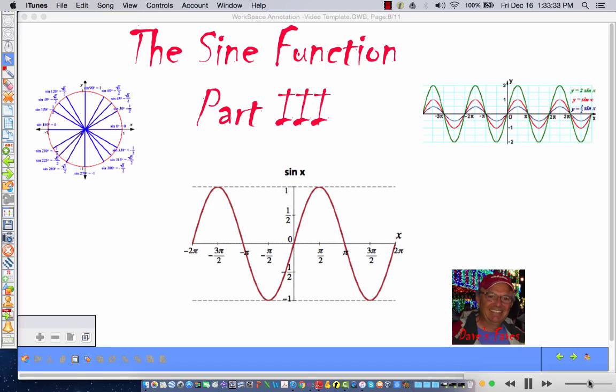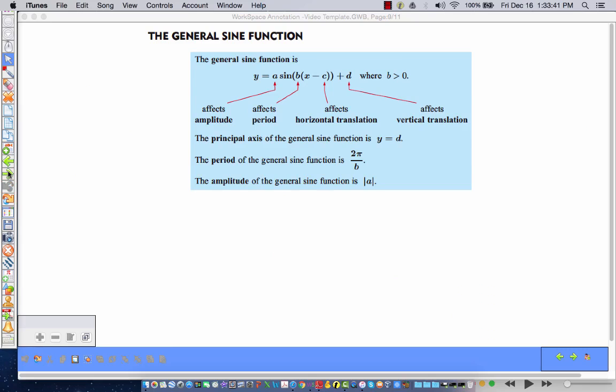Let's finish this up, shall we? Let's do it. All right. So I mentioned I have one more complicated graph I want to do.